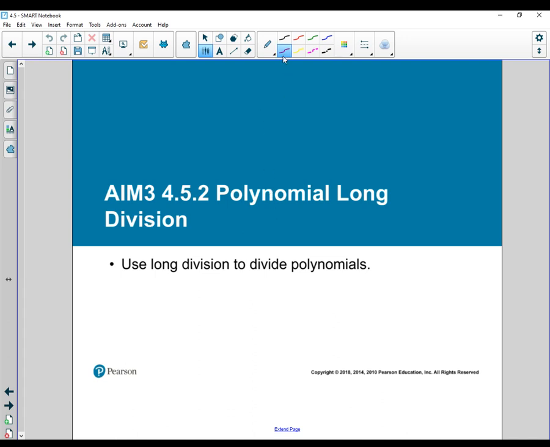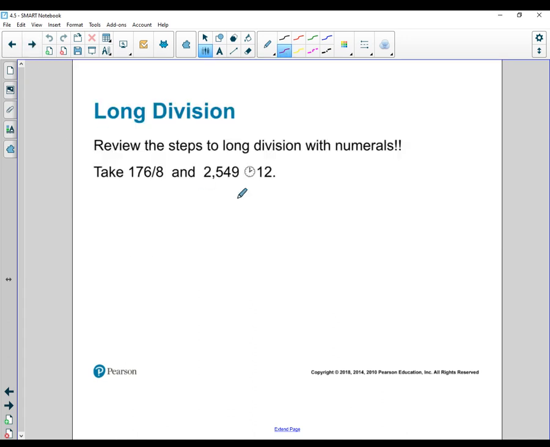Okay, polynomial long division. And first, I don't know why there's a clock here. I don't know what happened there. We're not going to worry about that one. But we're going to do long division with this stuff just to maybe jog our memory.